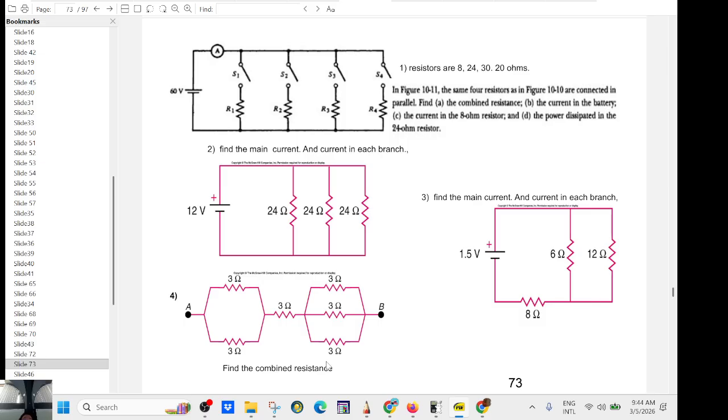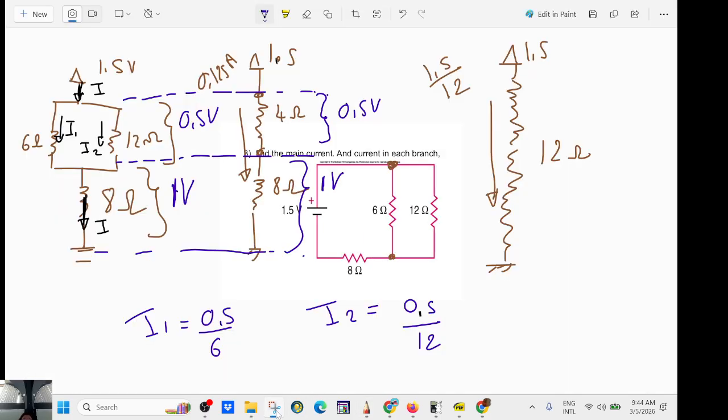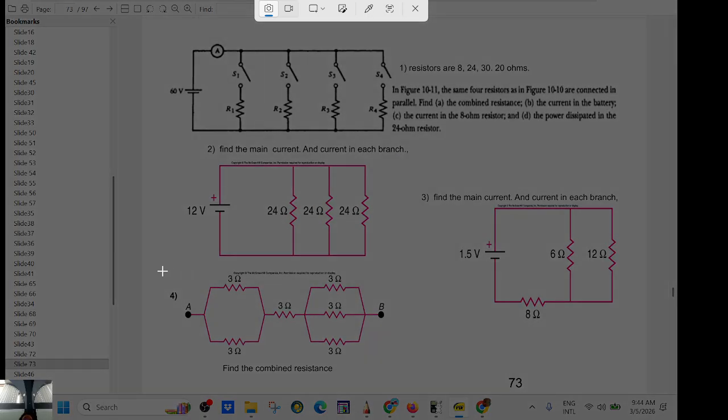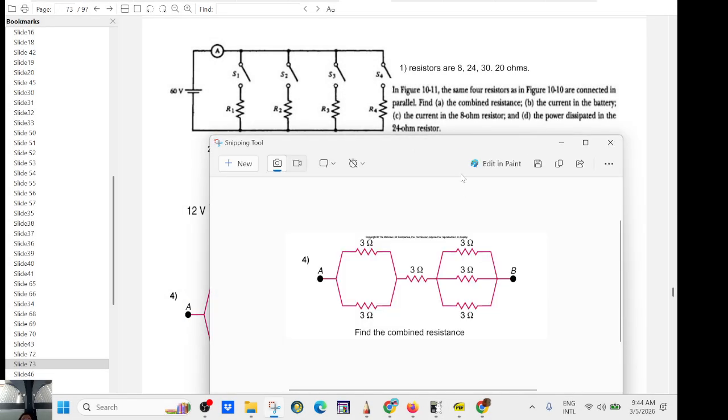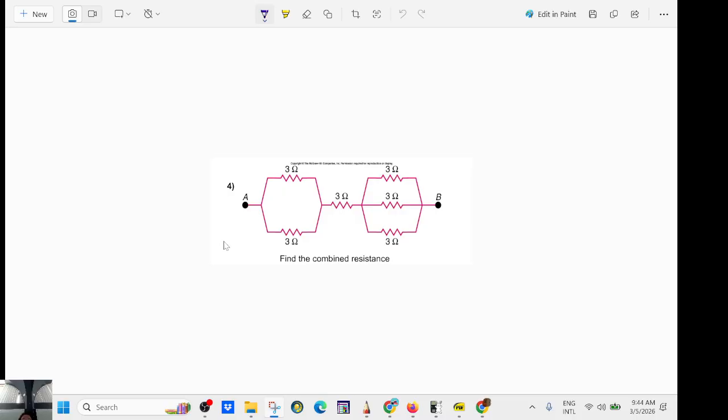What is the equivalent resistance? It's touch screen. Don't stare. Do it, do it. Not you. Them.